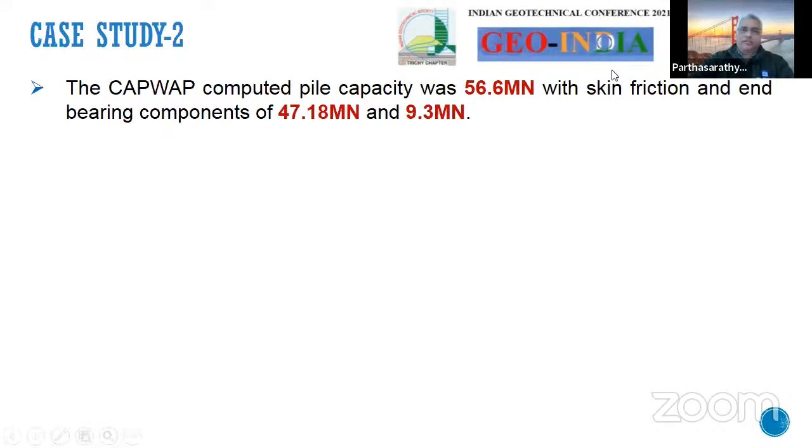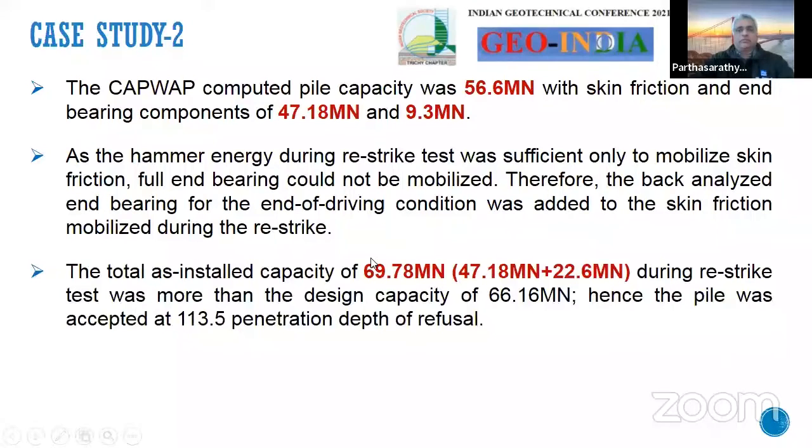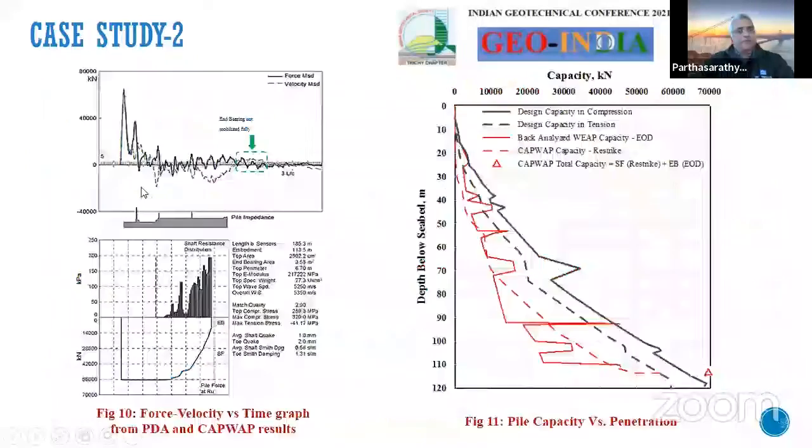It's obvious because of setup, and because of the increase in the skin friction, the end bearing could not be mobilized. So in such a case, the method of superposition is adopted to compute the capacity by adding the end bearing from the end of drive to the skin friction from the restrike test, and thus the total capacity computed was around 69.78 meganewton, which was more than the design capacity requirement of 66.16 meganewton, and the client did accept the piles.